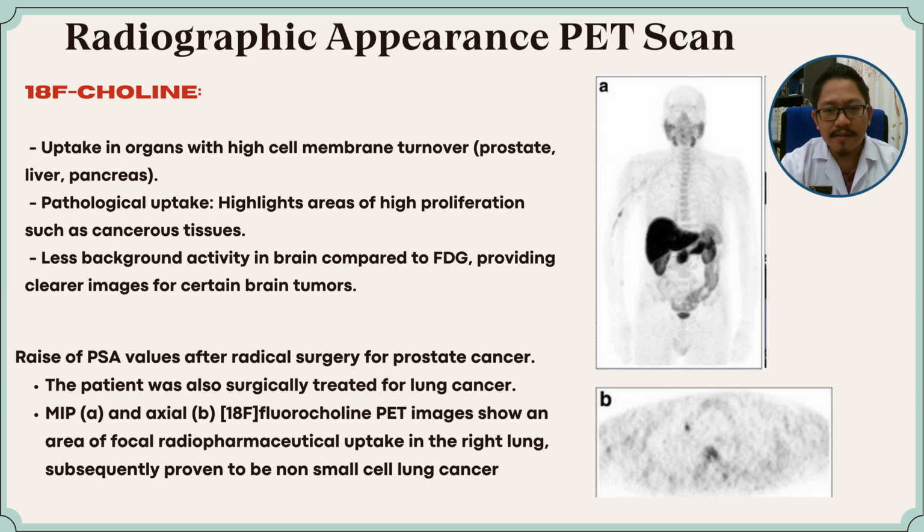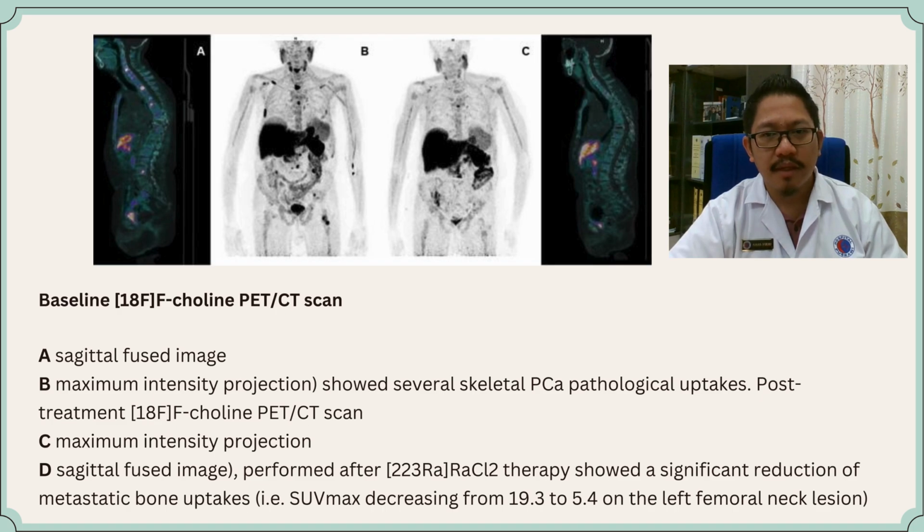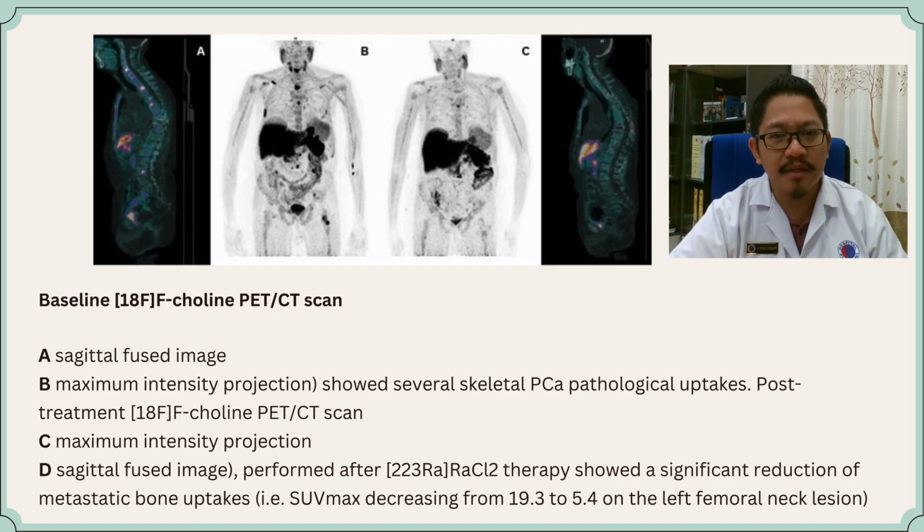And then we can see in image B, the image showing prostate specific antigen values after radical surgery for prostate cancer. The patient was also surgically treated for lung cancer. The maximum intensity projection and axial images of the 18F choline show an area of focal radiopharmaceutical uptake in the right lung, subsequently proven to be non-small cell lung cancer.